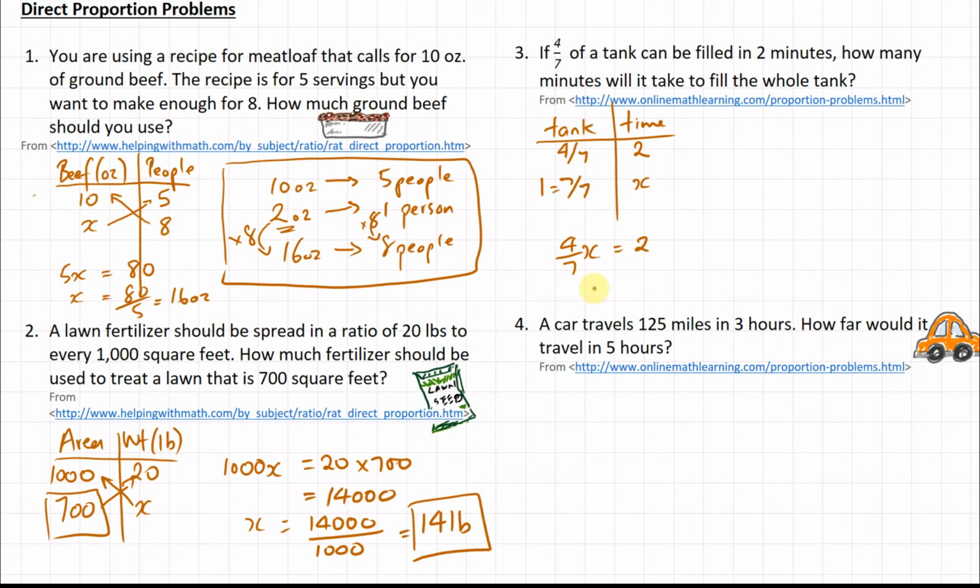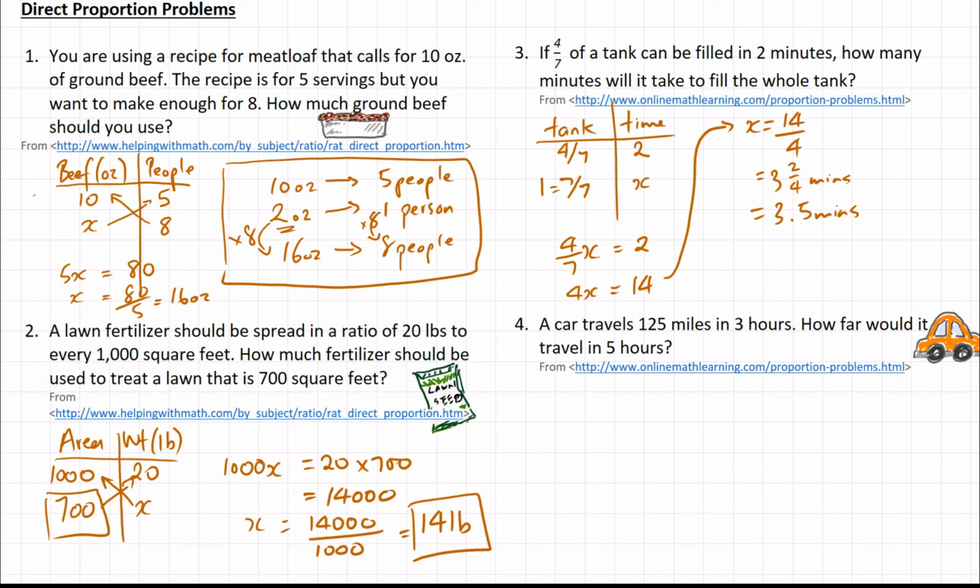So here let's multiply both sides by 7 to begin with. So 4x is equal to 14, and then x is equal to 14 divided by 4. So x is the number of minutes. So that is 3 2/4 minutes, which is 3.5 minutes. So 3.5 minutes to fill the whole tank.